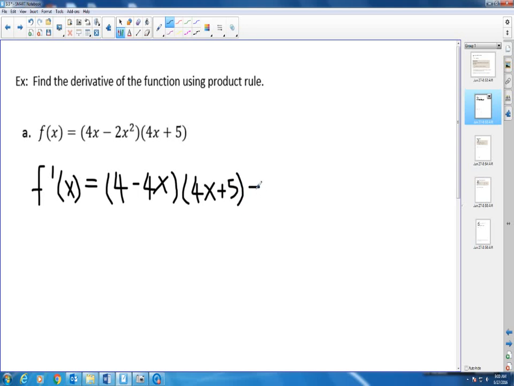Plus the derivative of the second one. The derivative of the second one should just be 4, using the power rule: the derivative of a constant is 0, and the derivative of 4x is just 4. That's the derivative of the second times the first, which is 4x minus 2x squared.